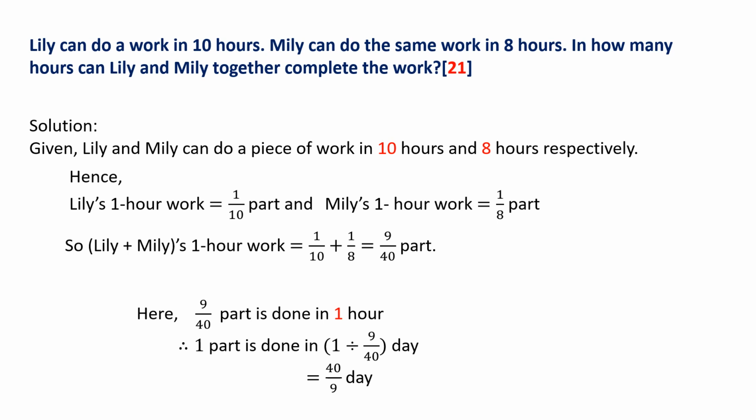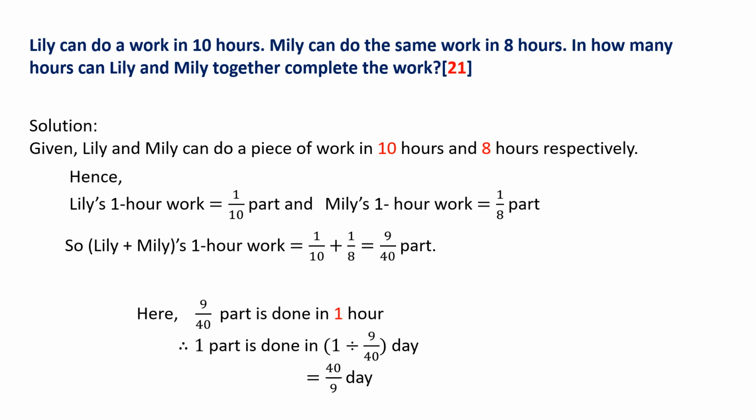Oh, I think there is a mistake. It should be hours, so 40 divided by 9 hours. It should be hour, not day. Extremely sorry for that. So this is actually the complete procedure of solving this type of maths. In these kinds of maths, what you need to do is find the 1 hour work and then you are done.